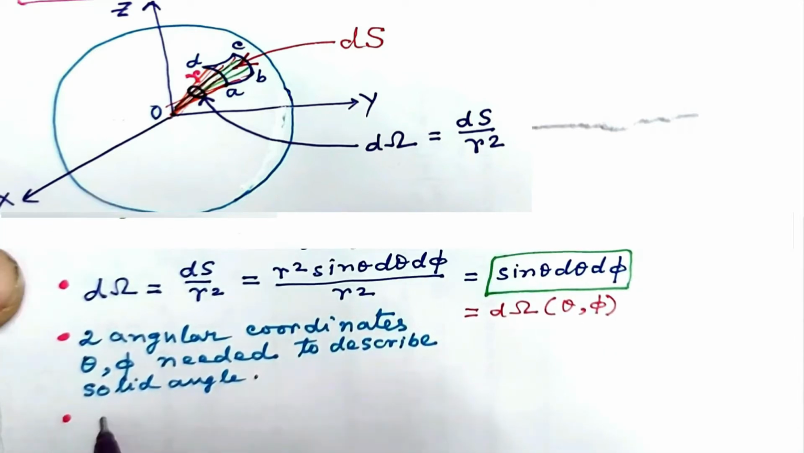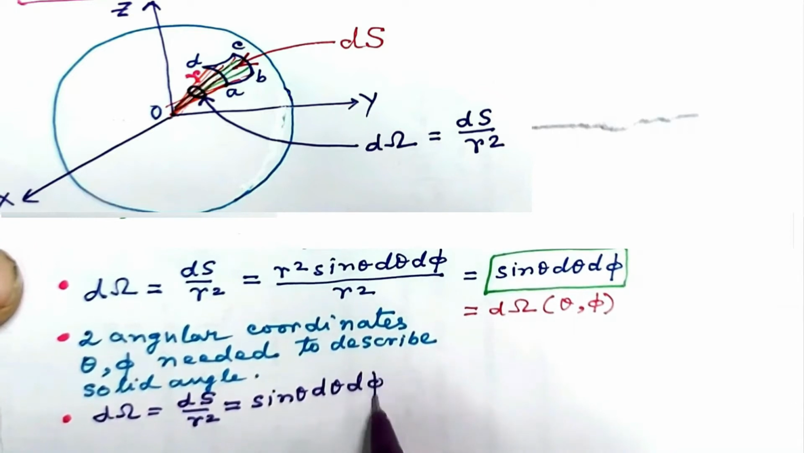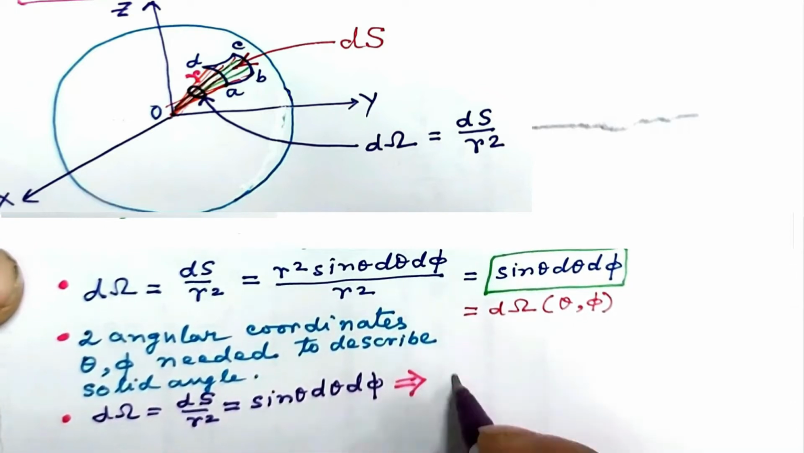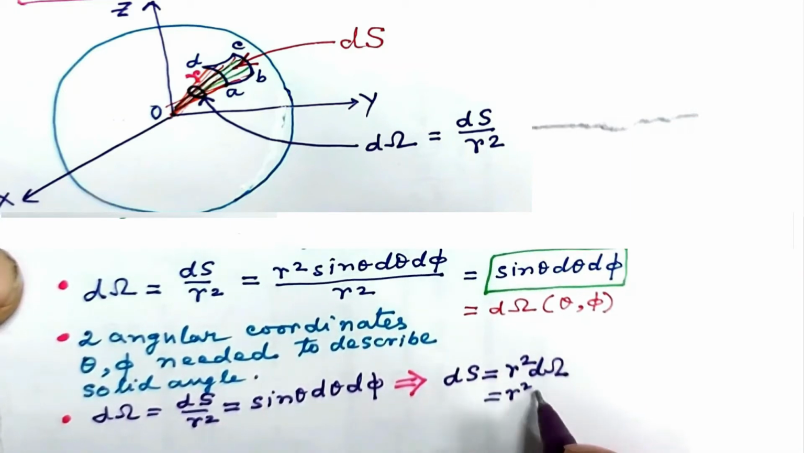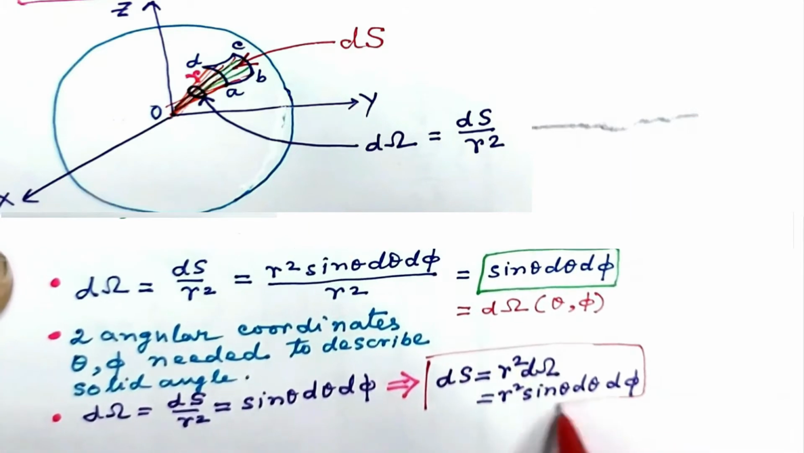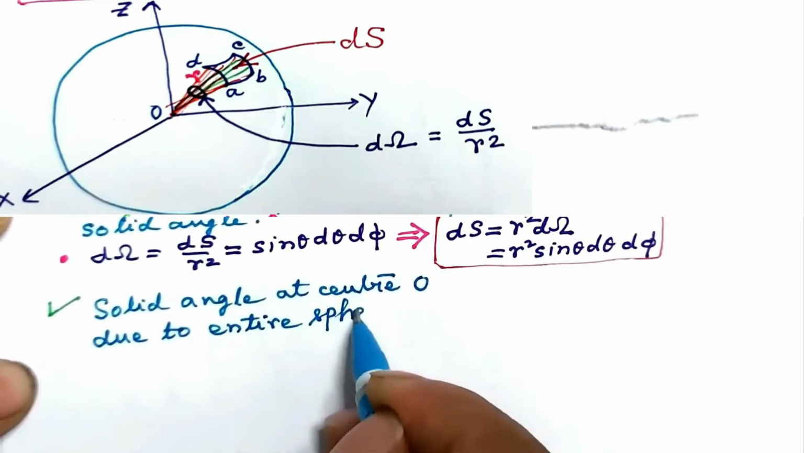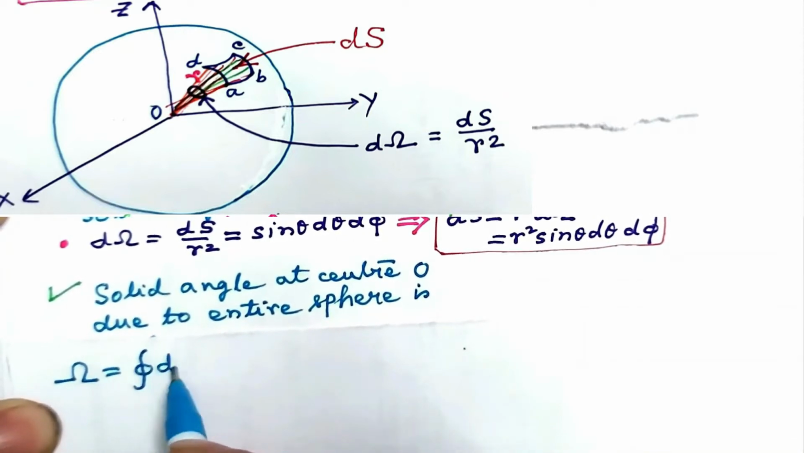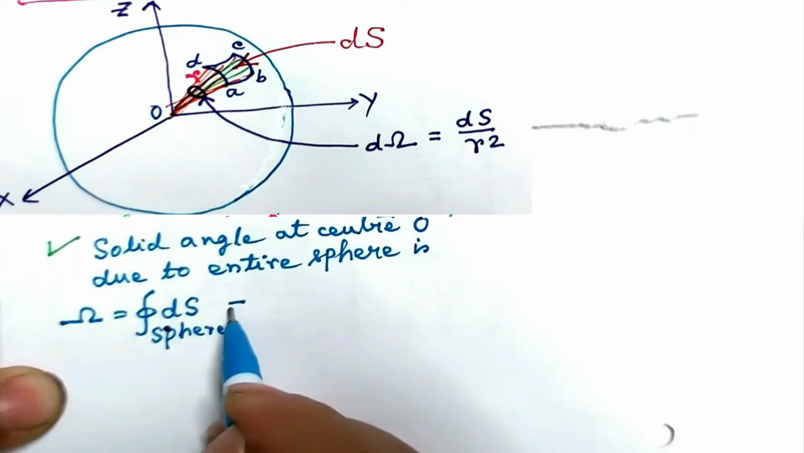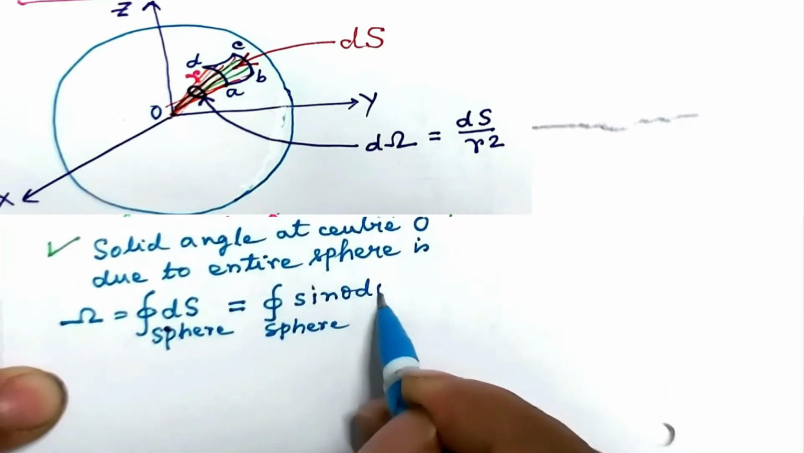Let us make a gist. d omega equal to dS by r square equal to sine theta d theta d phi. We can write it as dS equal to r square d omega, which is equal to r square sine theta d theta d phi. Solid angle at center O due to entire sphere is omega equal to closed integration d omega over sphere. This is equal to closed integration over sphere sine theta d theta d phi.